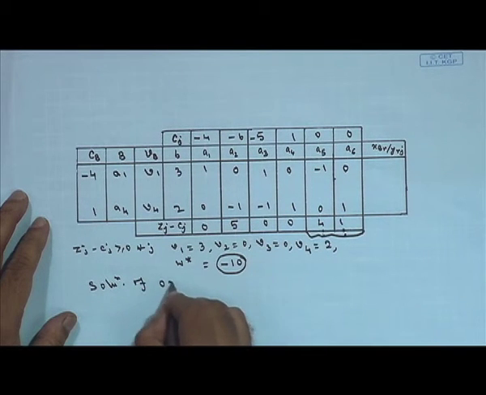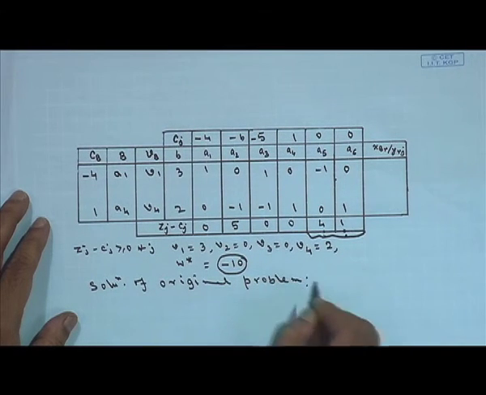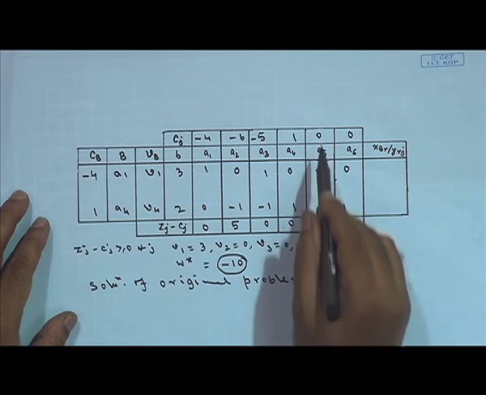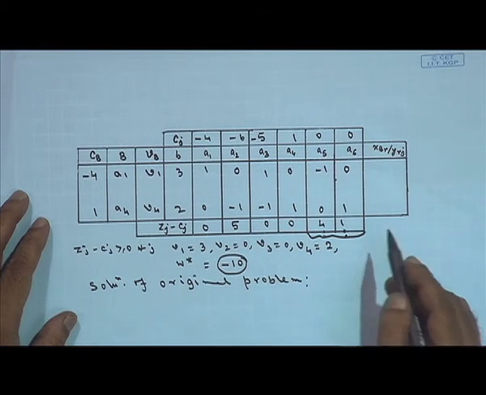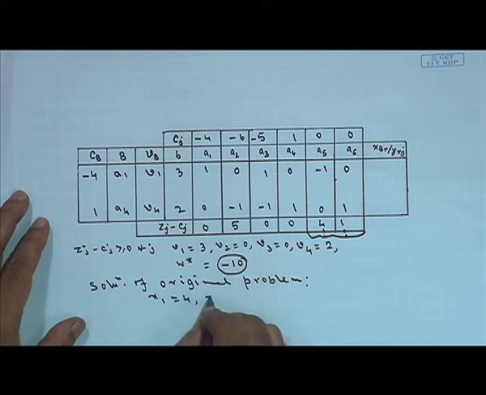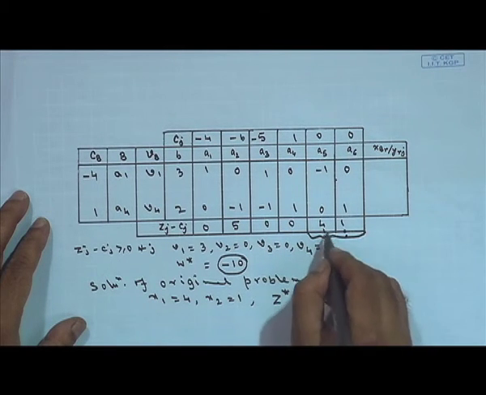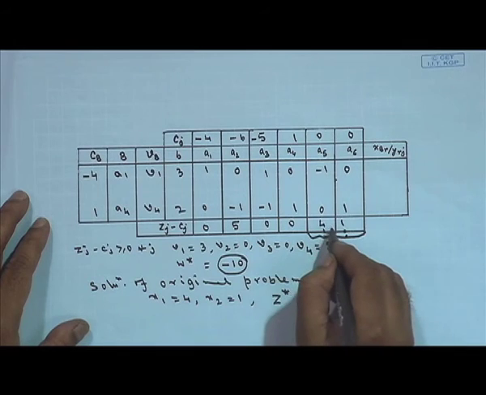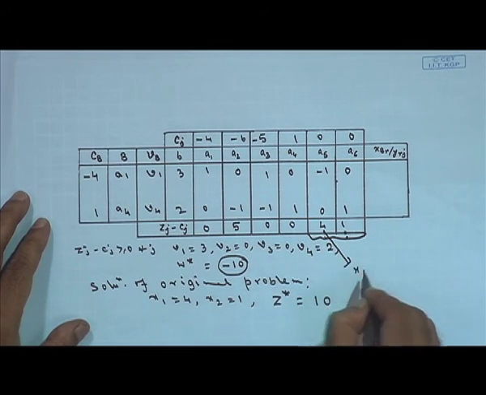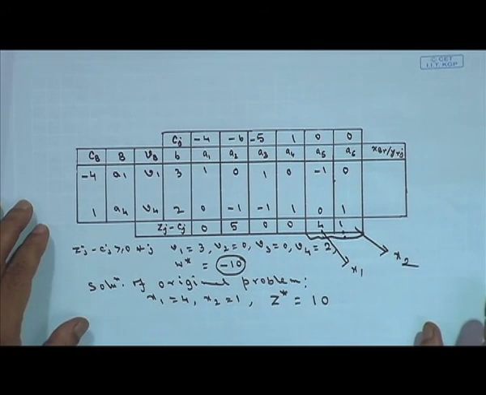So the solution of the original problem can also be obtained from this last table: you take the last columns depending upon the number of variables. So here it will be x1 equals 4 and x2 equals 1, and z star, since it is minimization, will be this value. Please note that in the solution of the original problem, this will correspond to x1 and this will correspond to x2. This is the way we can find the solution of the problem.